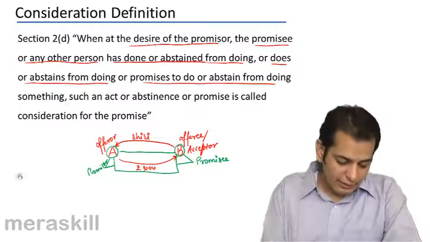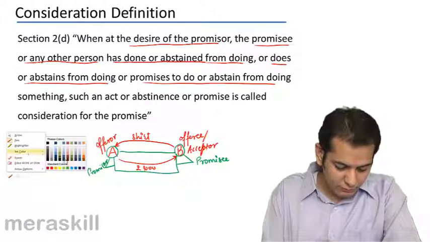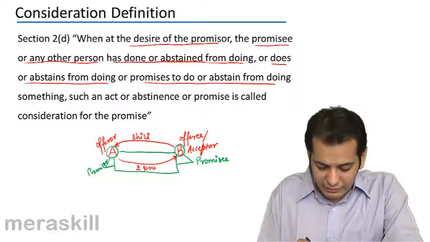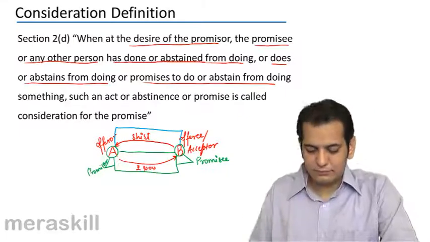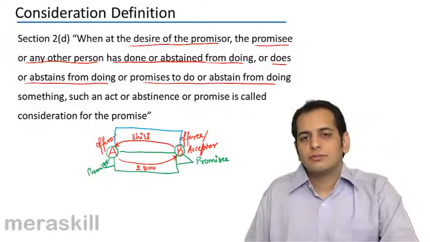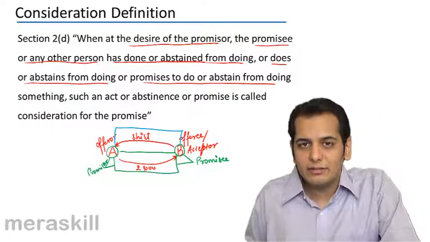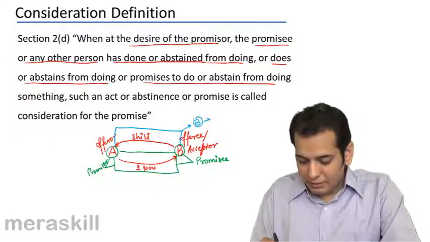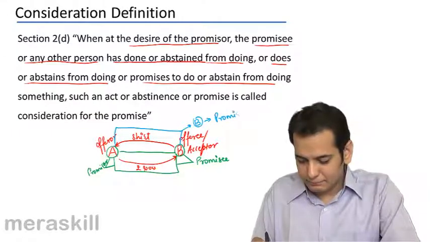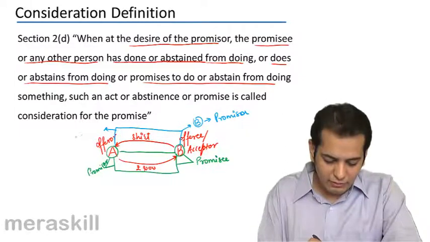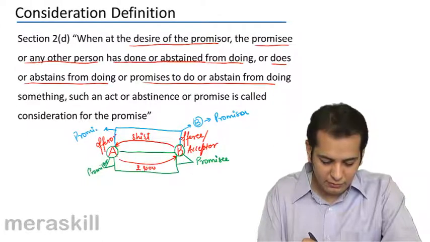Now, the first leg of the transaction is done. Now, let's take a look at the second leg. The second leg is this leg, wherein B promises to give A the shirt. Now for this leg, B becomes the promiser, and A for this leg becomes the promisee.